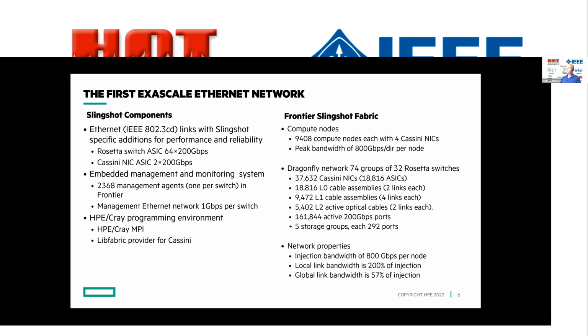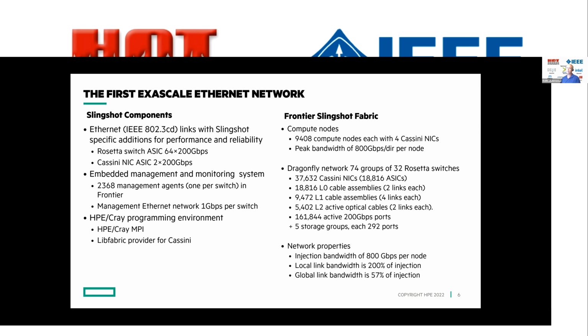Frontier has 9,400 compute nodes, and each of those compute nodes has 4 NICs in it. So that gives us 800 gigabits per second per direction per node. That means there's over 37,000 NICs, which comes out into 18,000 L0 cables, almost 10,000 L1 cables. You can read through the list of parts there. It's an enormous bag of parts to build out that network.